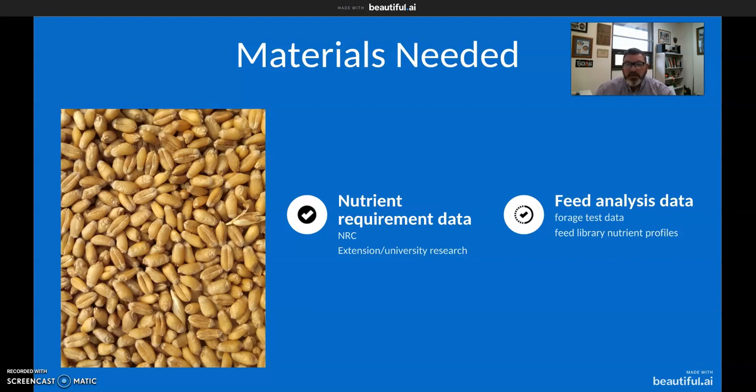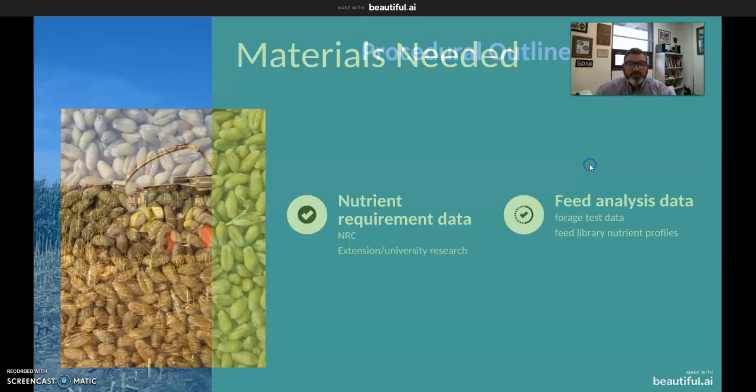Then, of course, we need some feed analysis data, whether that's forage test data, like we've discussed in previous units, where you send a hay analysis off to the laboratory and get the feed report back and utilize that in your data sampling, or simple feed library nutrient profiles, which is what we will utilize in the classroom.